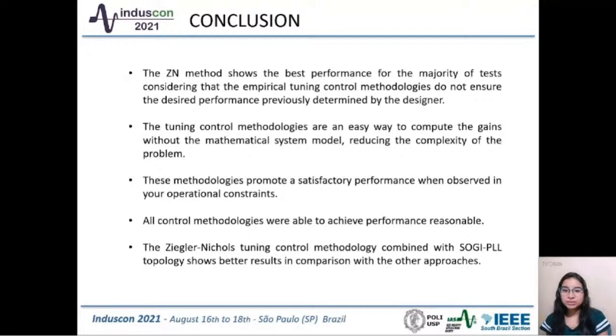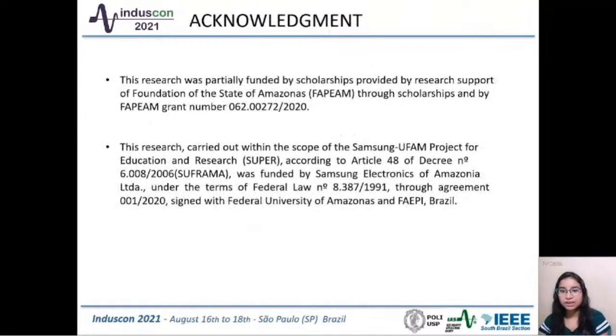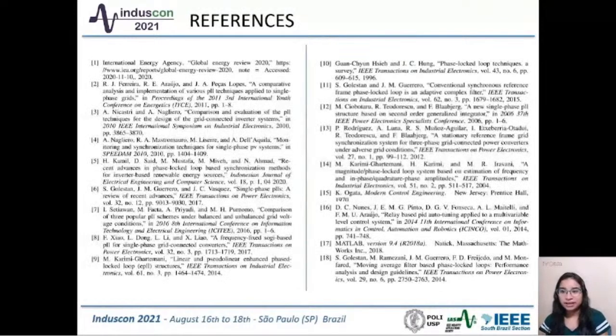To conclude, considering the empirical tuning control methodologies, the topologies are able to achieve reasonable performance. However, the Ziegler-Nichols tuning control methodology combined with the SOGI topology shows better results in comparison with the other approaches. This is my acknowledgement and my references. Thank you.